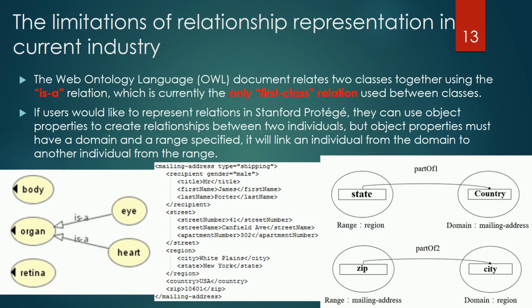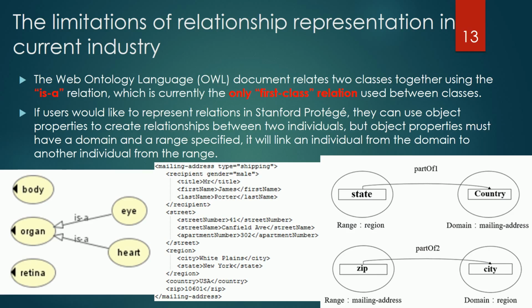classes. For example, in the left figure, there are 5 entities. Eye is an organ, heart is an organ, but we cannot describe the relation between body and heart, although we all know they are in a whole-part relationship.